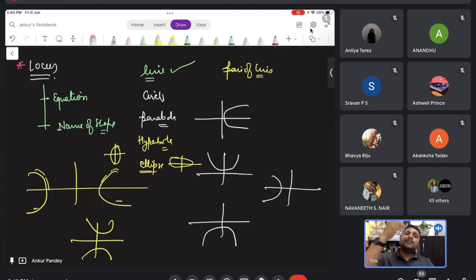It's more than one line given in a curve. So this is a pair of straight lines, this is a pair of straight lines. They need not always be parallel. They can be intersecting also. Pair of straight lines means more than one line. Clear? Now here I have to give you some gyan.